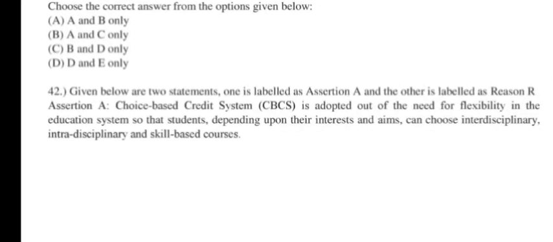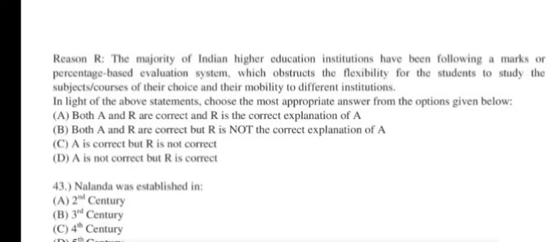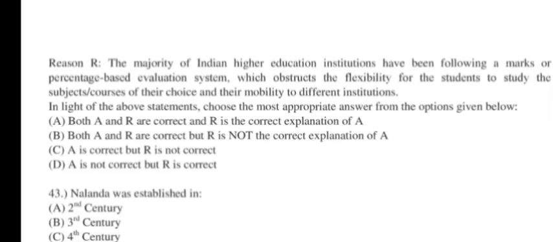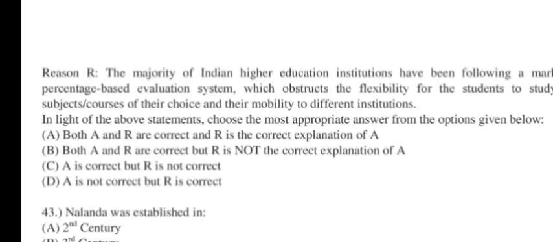Assertion A: Choice-based credit system, CBCS, is adopted out of the need for flexibility in the education system so that students, depending upon their interests and aims, can choose interdisciplinary, intradisciplinary and skill-based courses. Reason R: The majority of Indian higher education institutions have been following a marks or percentage based evaluation system which obstructs the flexibility for the students to study the subjects or courses of their choice and their mobility to different institutions. In light of the above statements, choose the most appropriate answer from the options given below.